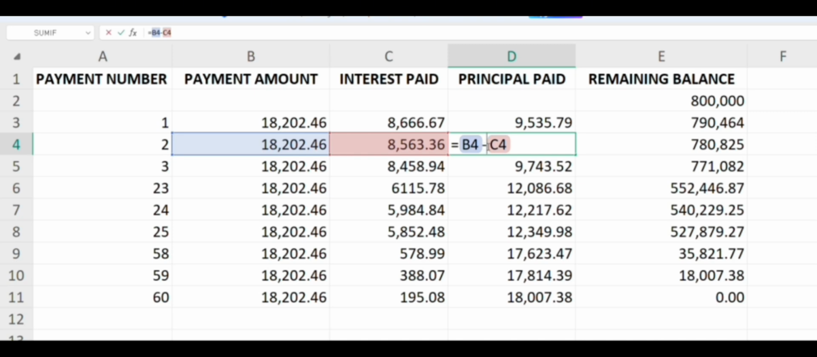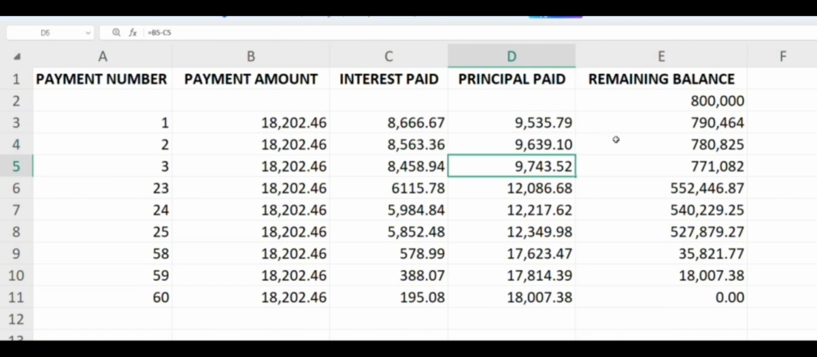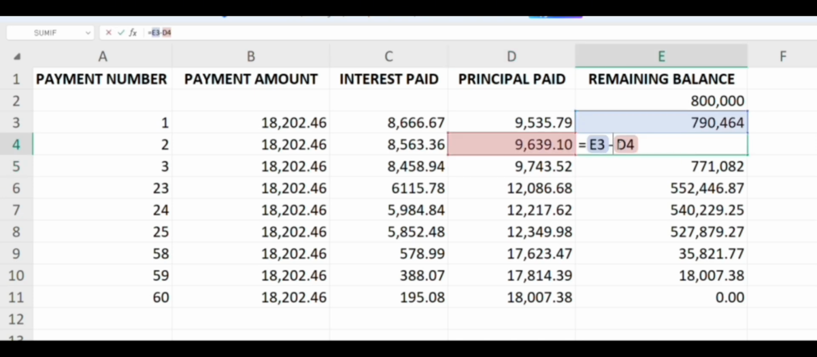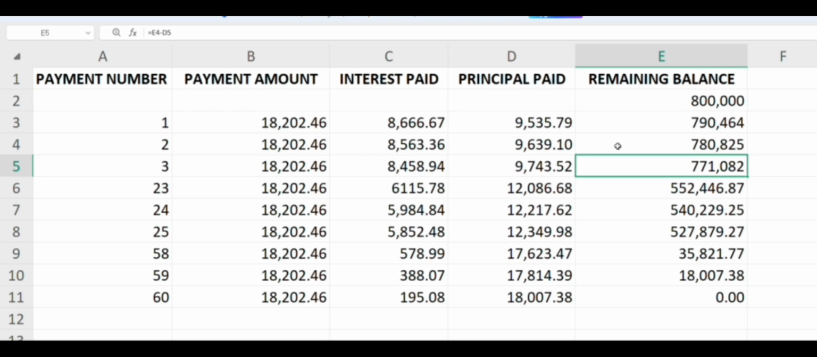And for our principal paid, we need to again subtract our interest paid from the payment amount. So 18,202.46 minus 8,563.36 would give us 9,639.10. And subtracting our principal paid from our remaining balance in the first month, 790,464 minus 9,639.10 would give us 780,825.